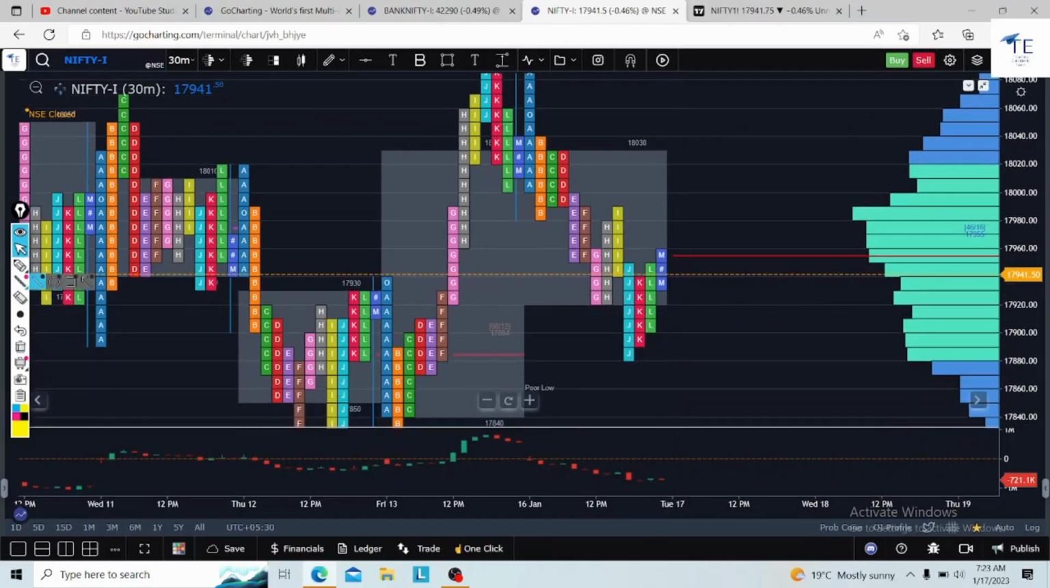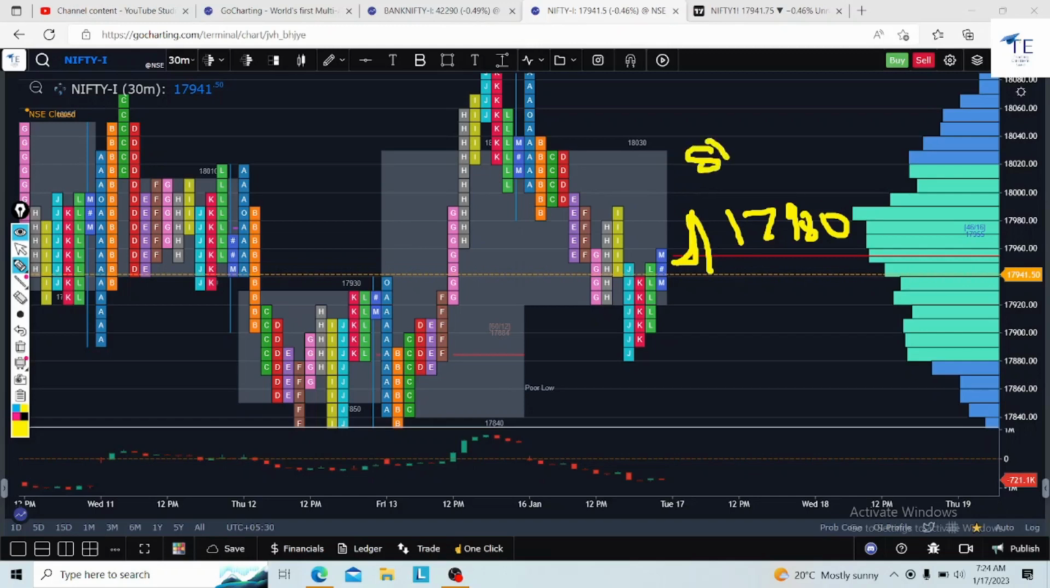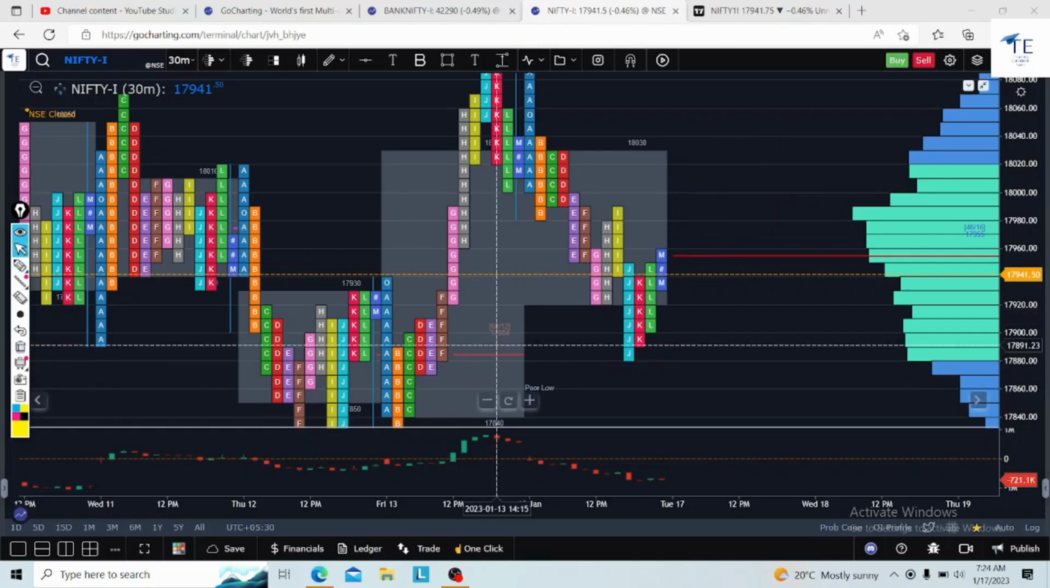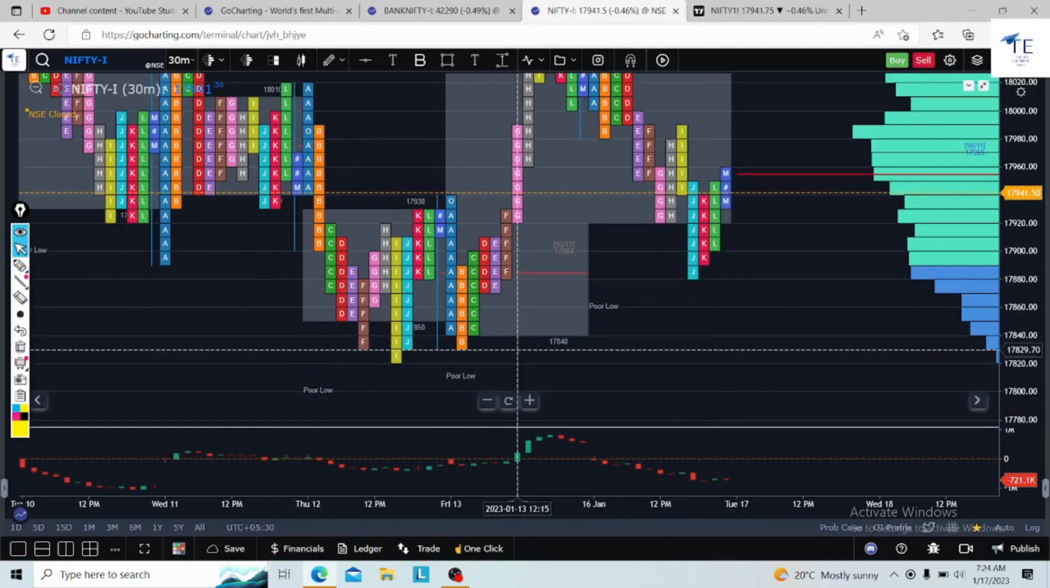So if the market opens flat and moves up, with acceptance at 17,980, only then I will go for a long. If there is any rejection, a flat opening and rejection coming down, then I will surely go for a short. My first target is this L period low, and directly this AB period low. 17,830 is my direct target today.